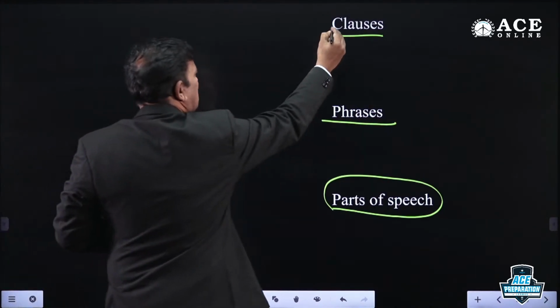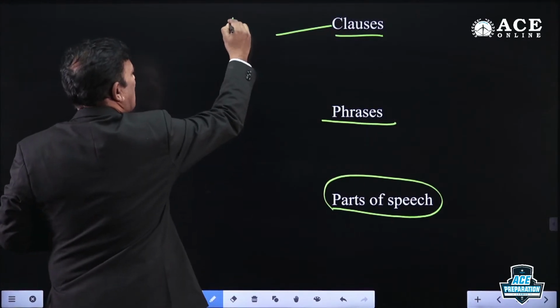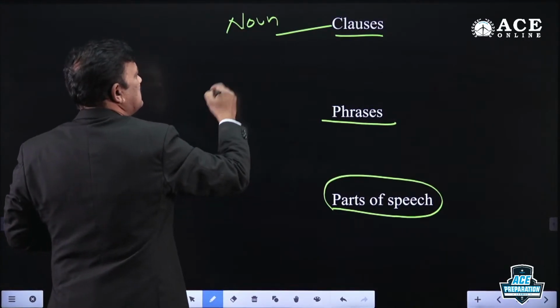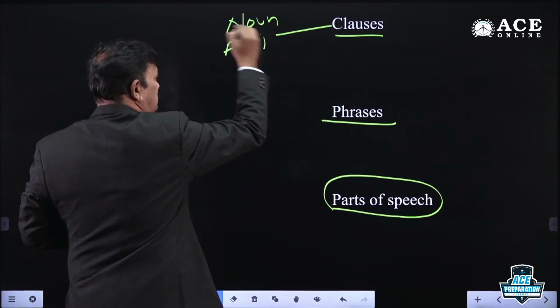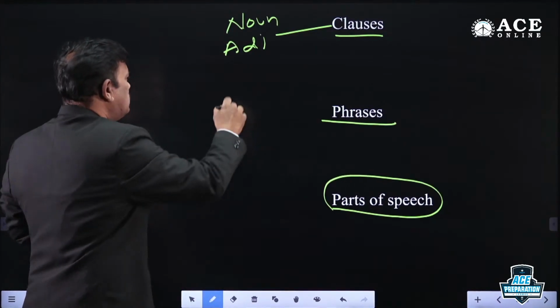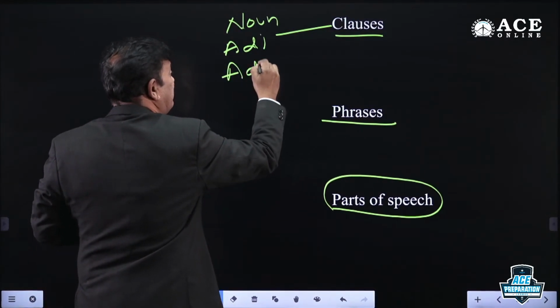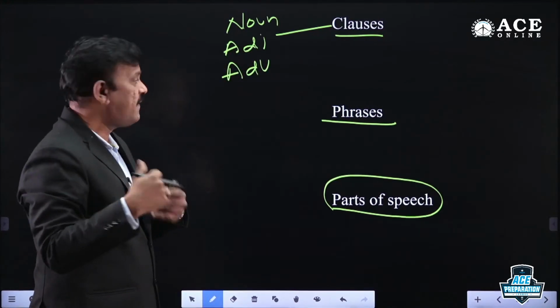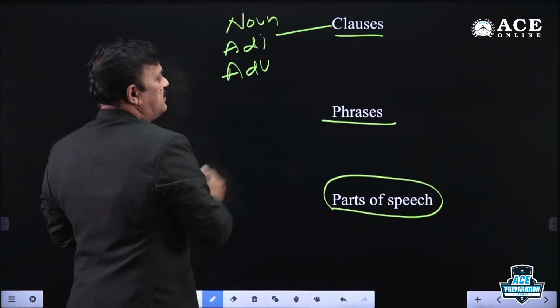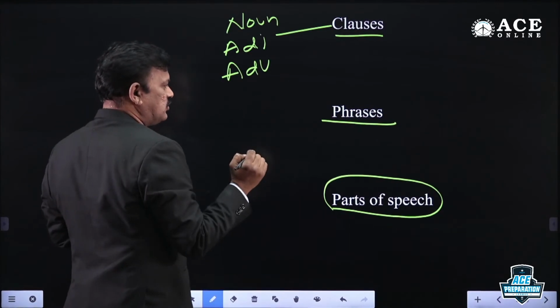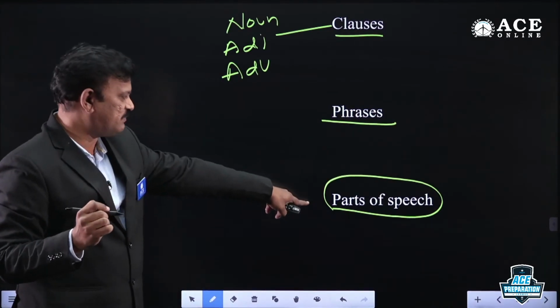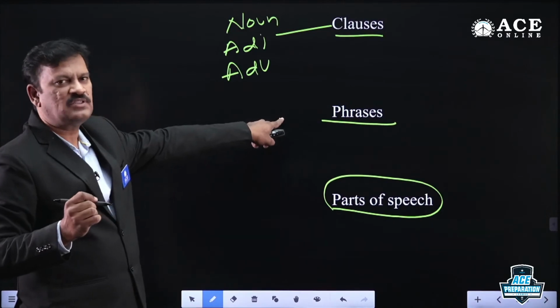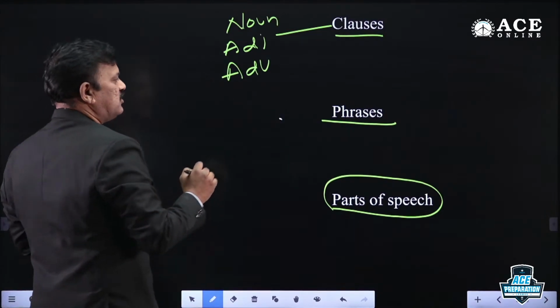Look at this. Clauses. You have a noun clause. You have an adjective clause. You have adverb clauses. You have many. Then phrases. Today, before going to these parts of speech, I am going to talk about this. Obviously, this is another important topic.